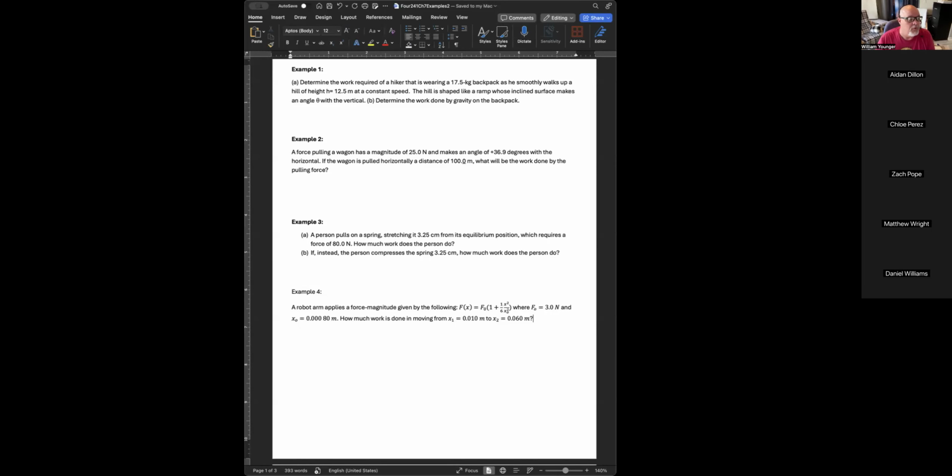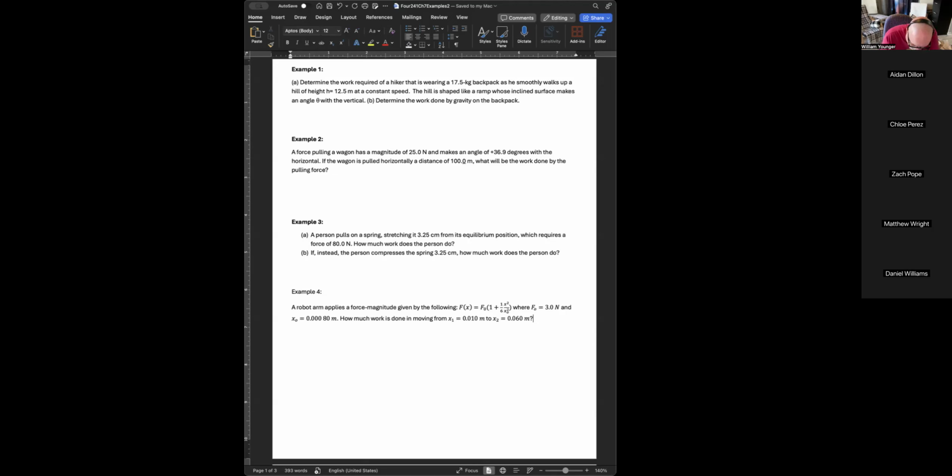It says, example 2, a force pulling a wagon has a magnitude of 25.0 newtons and makes an angle of positive 36.9 degrees with the horizontal. If the wagon is pulled horizontally a distance of 100.0 meters, what will be the work done by the pulling force? Now, remember, when I write 100.0 with a bar under it, that's just me trying to tell you that 100 is 3 sig figs, and the underlined digit is in fact not a sig fig. So whenever I underline a digit, unless I tell you otherwise, it generally means that's not a significant digit.